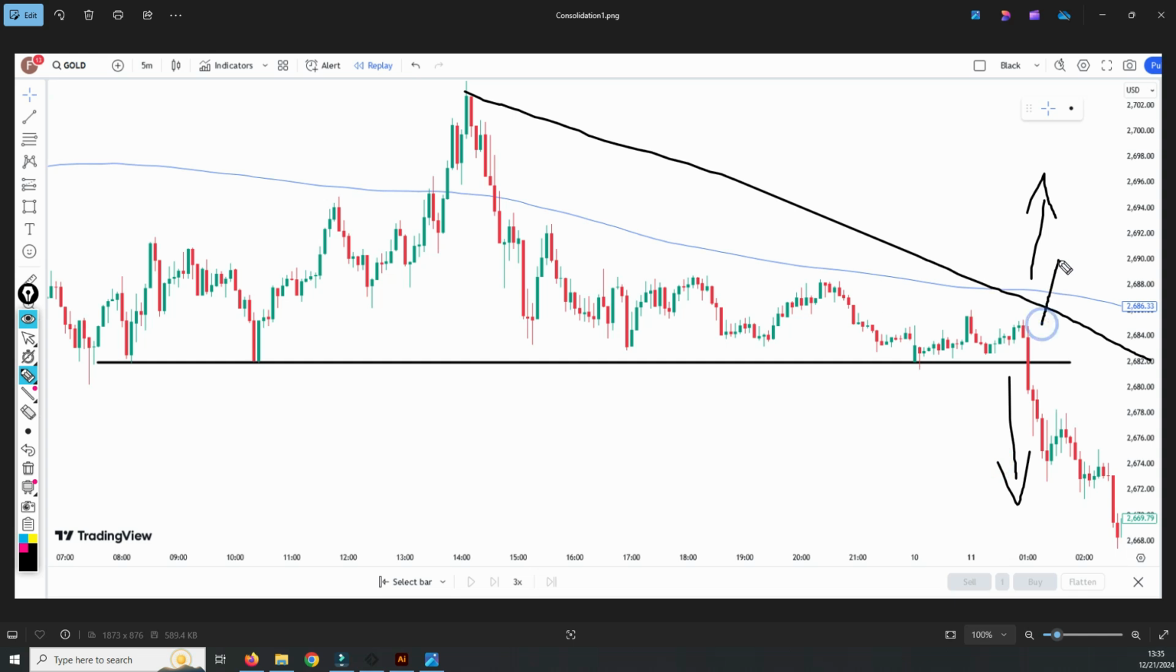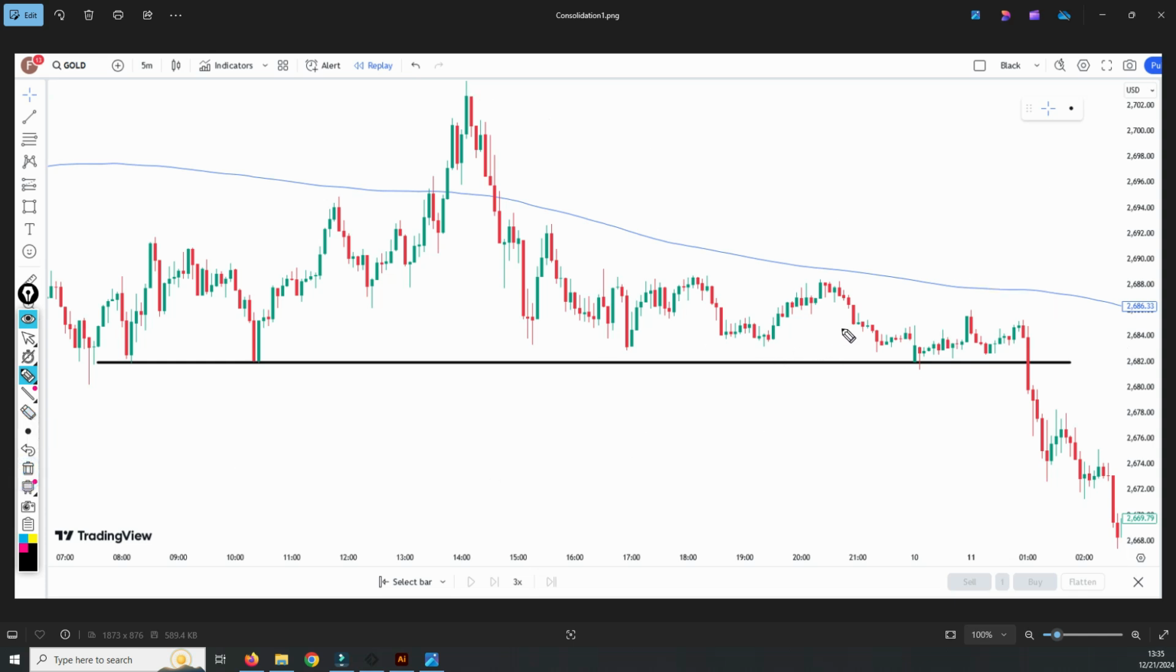If the price breaks this trend line and this moving average, you could consider entering a buy trade. As you can see, when you do simple technical analysis like this, it's easy to understand what to trade and how to trade. Let me show you another example.